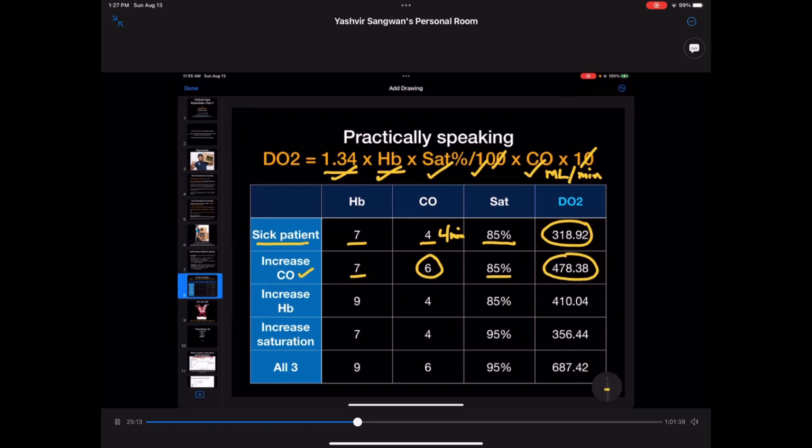If I don't do that and just increase the hemoglobin to 9, so the cardiac output is still 4, saturation is 85%, the DO2 is 410.04 mLs per minute. If I choose to do none of those but increase the saturation, so hemoglobin is 7, cardiac output is still 4 liters per minute. Now I have increased the saturation to 95%. The DO2 increases to 356.44 ml per minute.